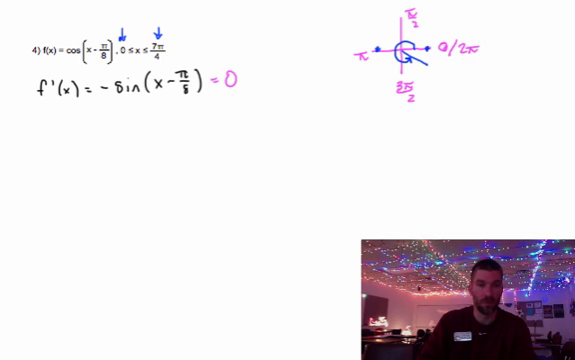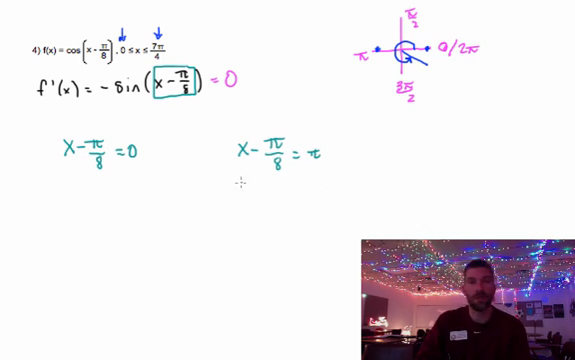So what I'm going to do is set this inside angle right here, x minus pi over 8, equal to 0, because that's where sine is equal to 0. I'm also going to set x minus pi over 8 equal to pi.